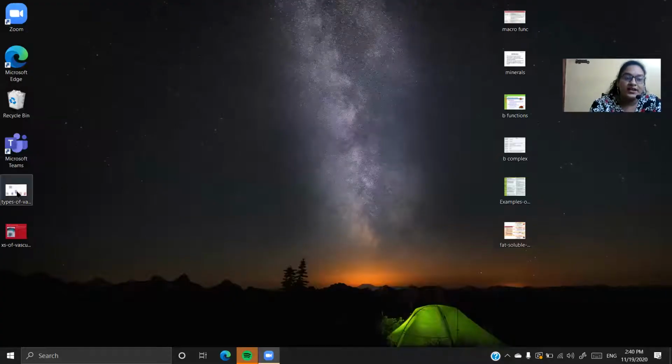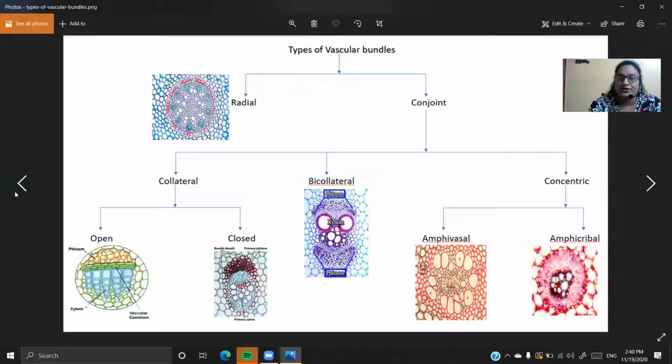So we are going to classify our vascular bundles based on the presence of the cambium, as well as based on their arrangement. We are going to classify these vascular bundles into different types. So today we are going to look at these types of vascular bundles.